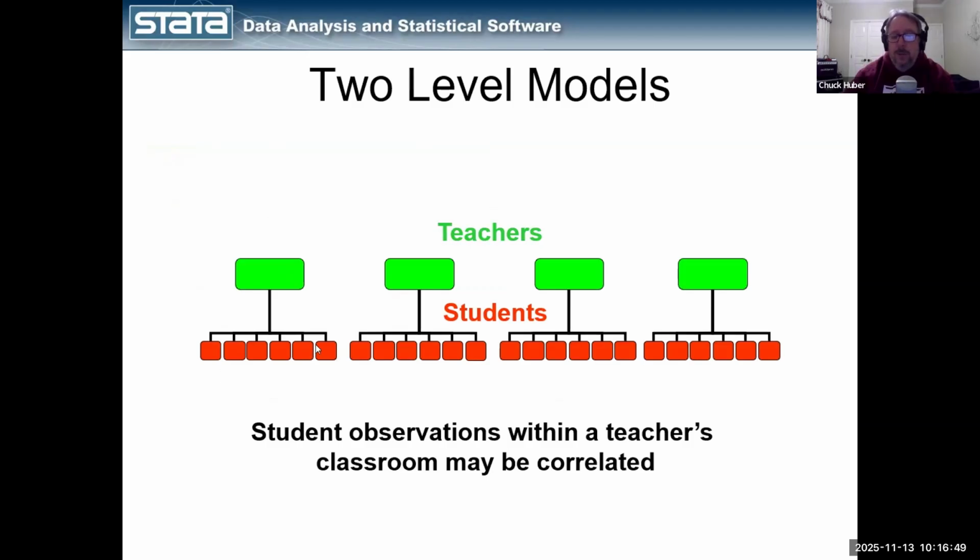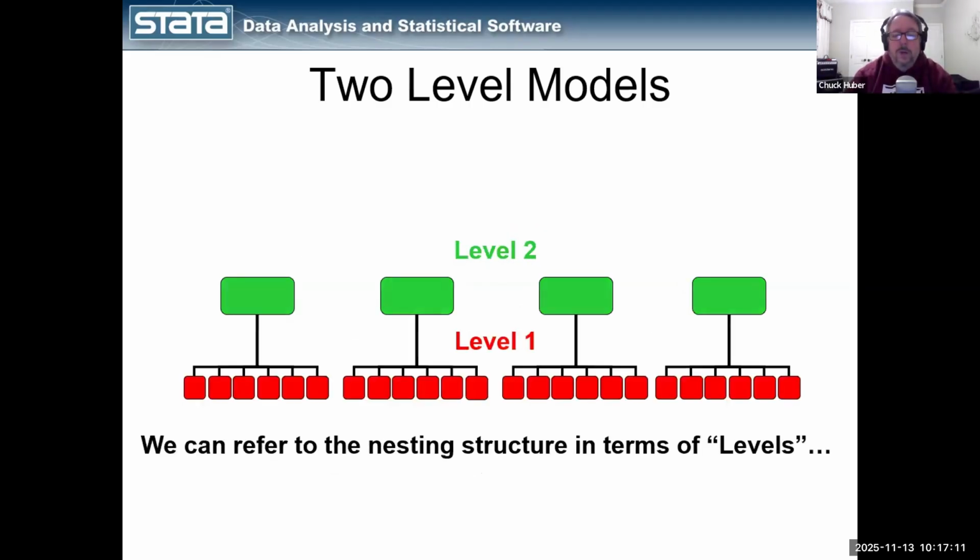So there's going to be natural variability of each student on the test scores, but there may be a teacher effect that either lifts or lowers, on average, a little bit, the scores of the students within a particular teacher's classroom. And so they may be correlated. Students' test scores may be to some degree correlated, and we would like to account for that when we build our model. So we can refer to the teacher level as level 2 and the individual students as level 1. So we're going to start labeling our nesting structure from the bottom up. Level 1 is students, level 2 are teachers.